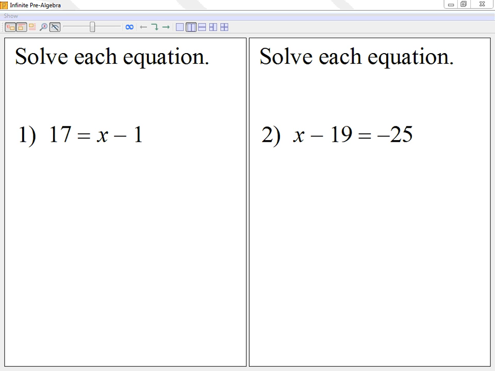Alright guys, so today we're going to move into what's called solving equations. Solving means to find the value of the letter that makes that statement true. And we call them equations because there's an equal sign in them. Today we're going to start with the one step. I call it one step because it takes one step to solve it.